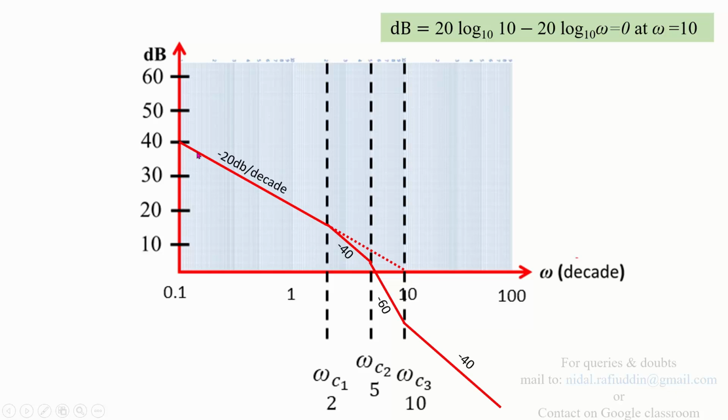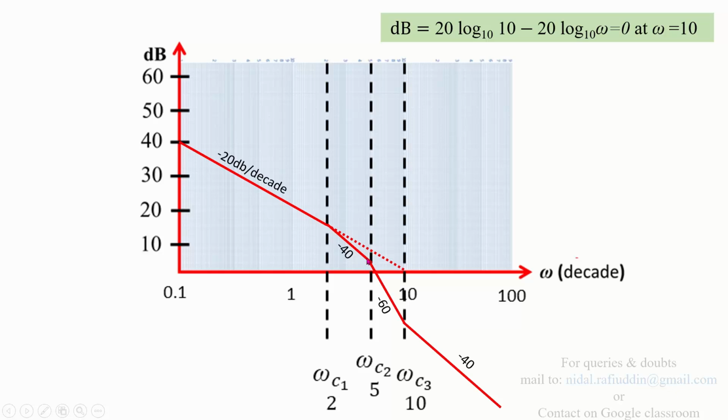But we are going to extend this line only till the first corner frequency is encountered, because after the first corner frequency the curve will be taking a turn. And when we say that omega lies between 2 and 5, the slope was minus 40 dB per decade. So the point where the curve extends till omega C1, the first corner frequency, we'll be using the same point and drawing a line with a slope of minus 40 dB per decade till the second corner frequency is encountered.